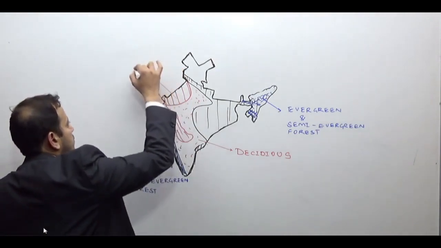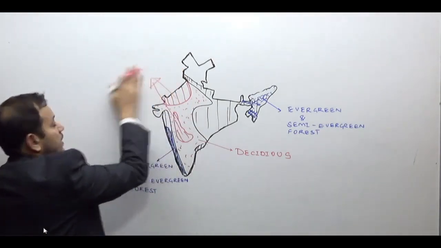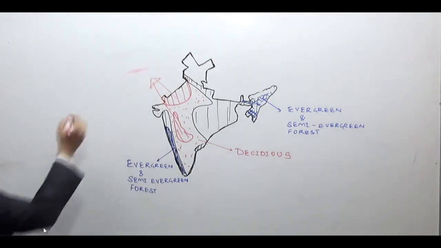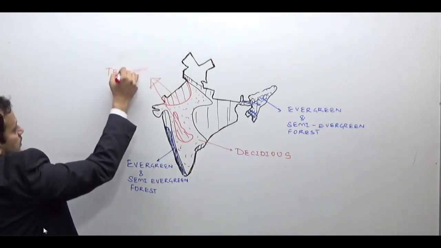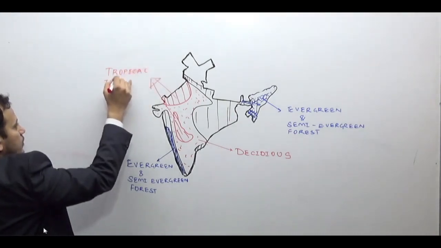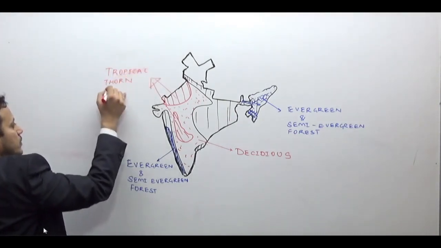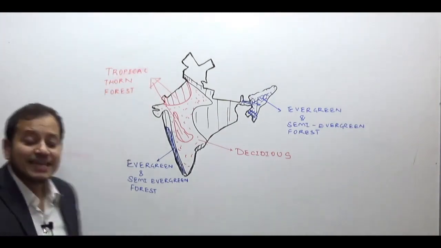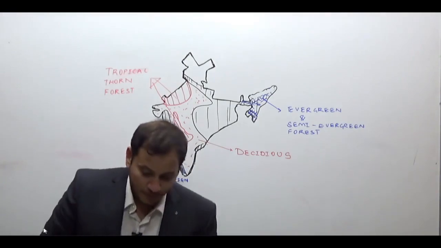Now this region will be the region of thorny forest, the tropical thorn forest. Why? Because of the smaller amount of rainfall.